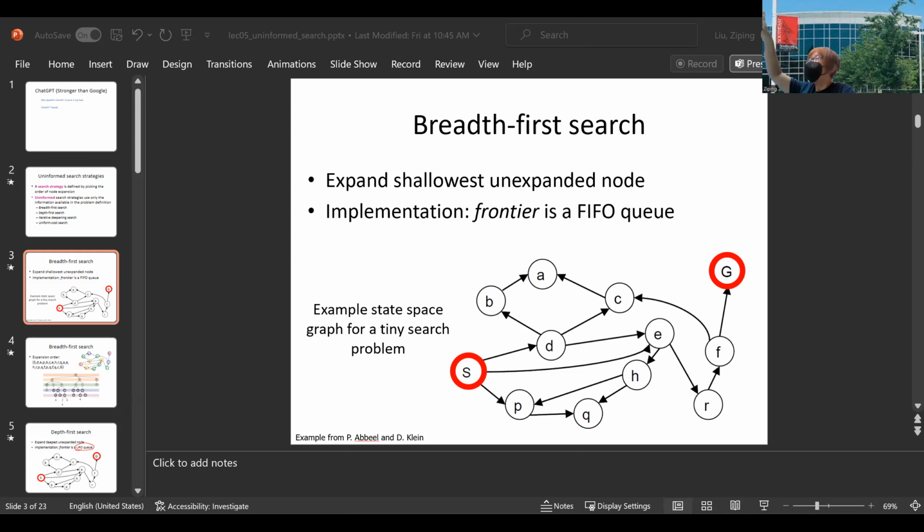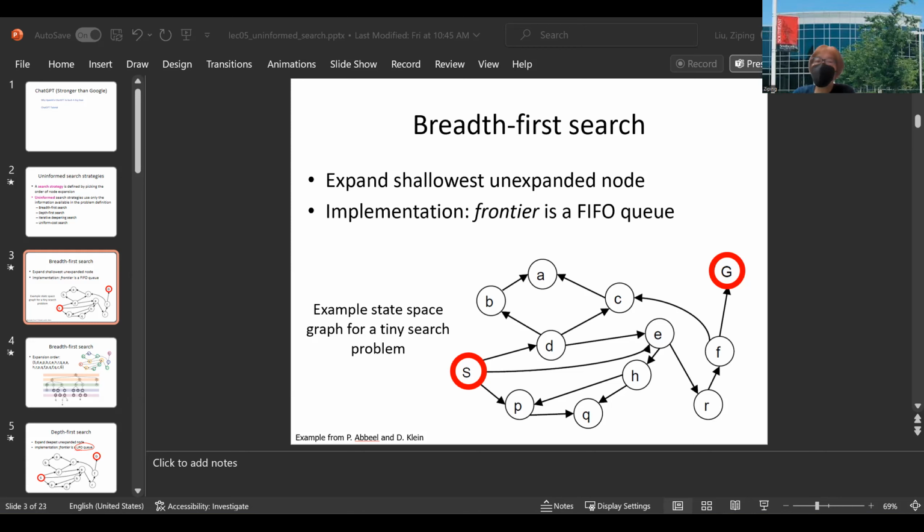With a stack, you can only access the top. And here is that example again. For depth first search, it will go along one path as deep as possible. It will not go level by level.